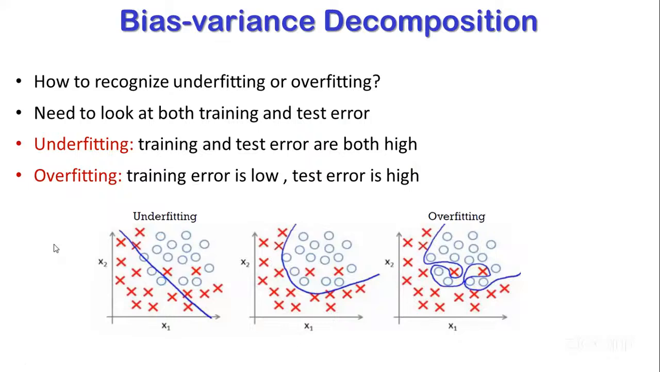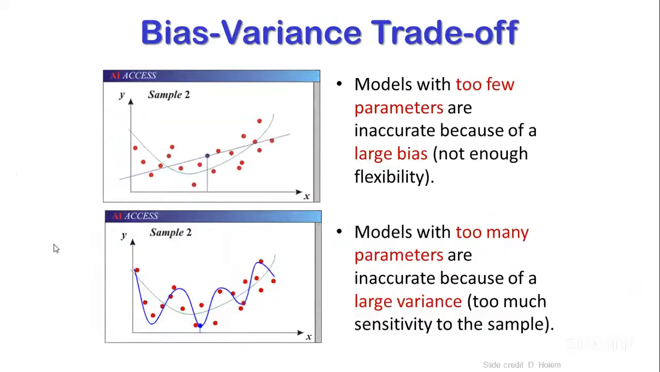If I want to recognize whether it is underfitting or overfitting, we need to look at both training error as well as testing error. It is underfitting when your training error as well as test error are both high. But it is overfitting when your training error is low, perfect at training, but it is not giving you good results at test time. So with overfitting, training error is low but test error is high. This is how you can identify underfitting and overfitting. You are trying to fit the green one and this blue one.